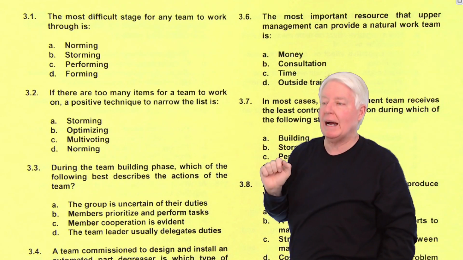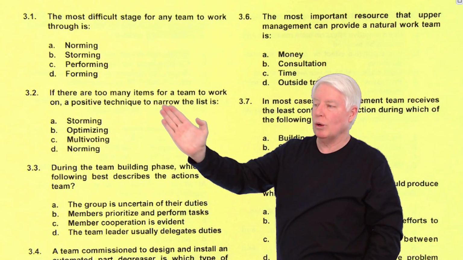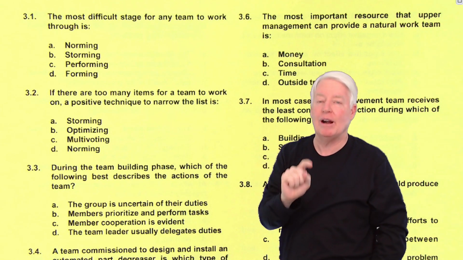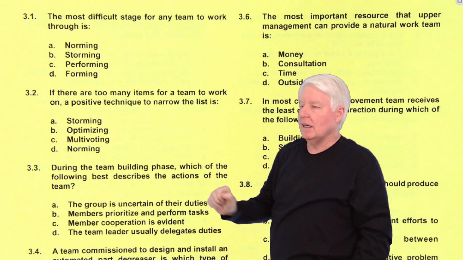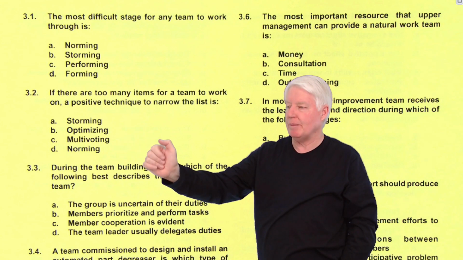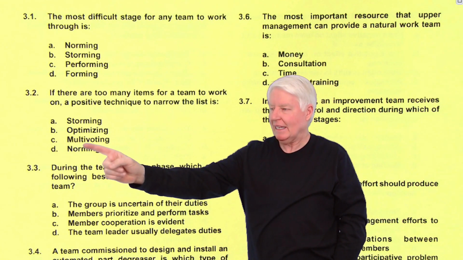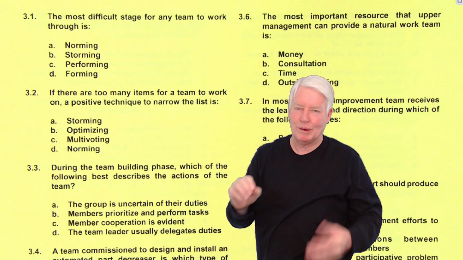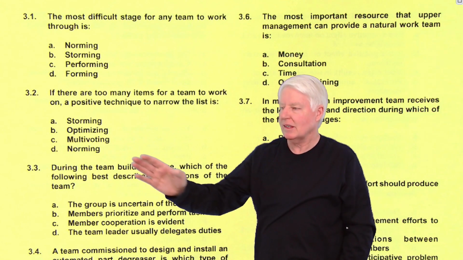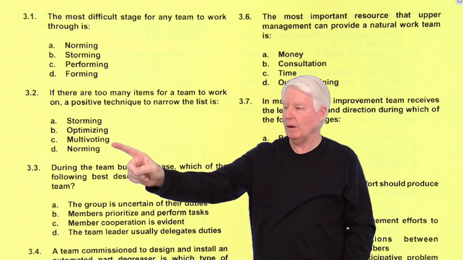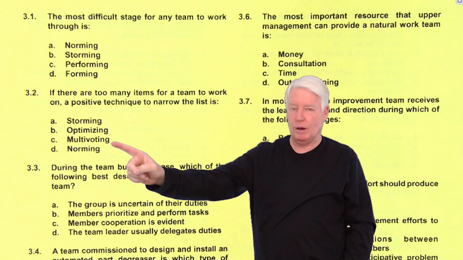If there are too many items for a team to work on, a positive technique to narrow the list is storming, no. Optimizing, no. Voting, yeah, it'll have the word voting because that's what they did. They voted on the top ones. Multi-voting, many people voting. Norming, it's multi-voting.